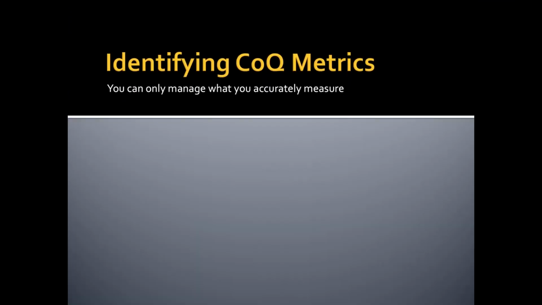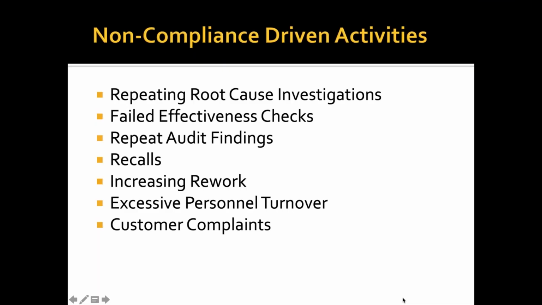Now let's look at how we can identify your organization's most beneficial cost of quality metrics that you can use for process improvement. The areas listed are the easiest places to start identifying non-compliance activities possibly needing process improvement. You can quickly aggregate these to get started in the right direction.